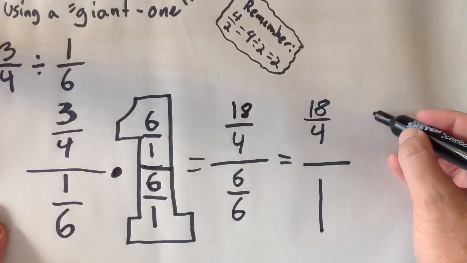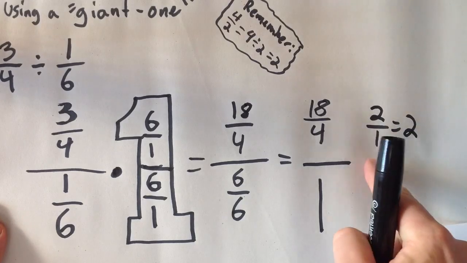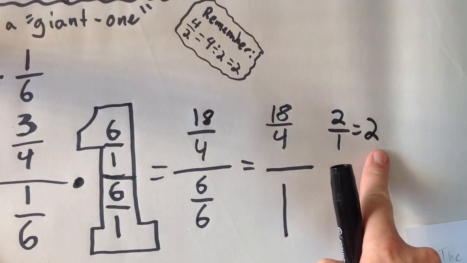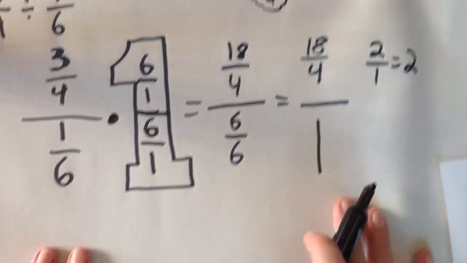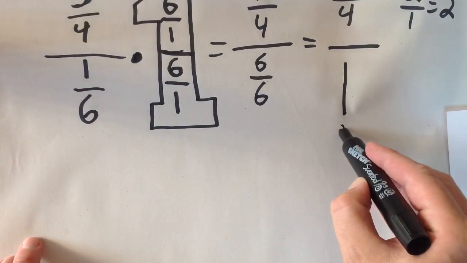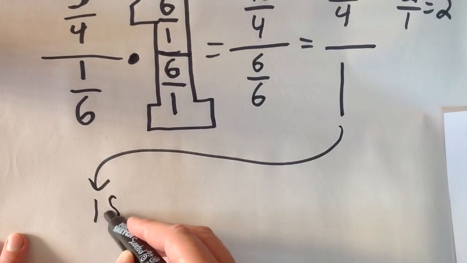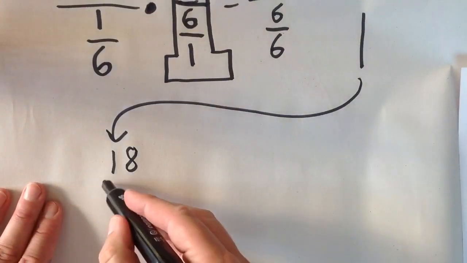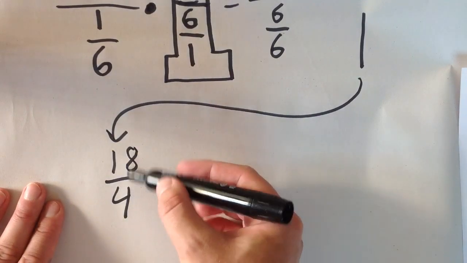Now, just like if I had 2 over 1 is equal to 2, any number over 1 means I have that many wholes, and I can get rid of the 1 in the denominator. Therefore, I'm going to take this number and rewrite it just without the 1. So I'm left with 18 over 4. Now, because I have 18 over 4, this is actually my answer.